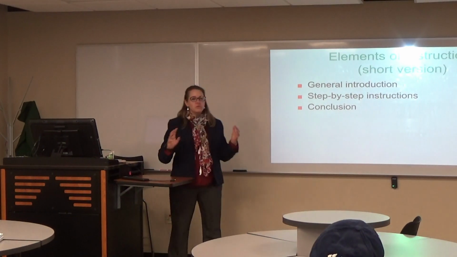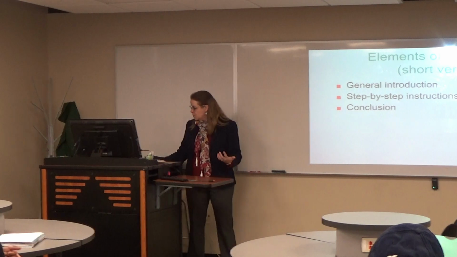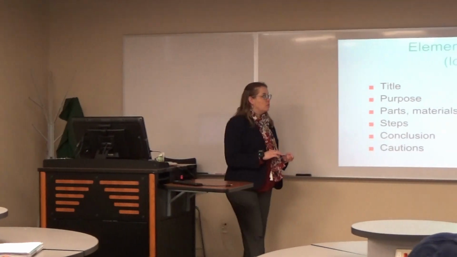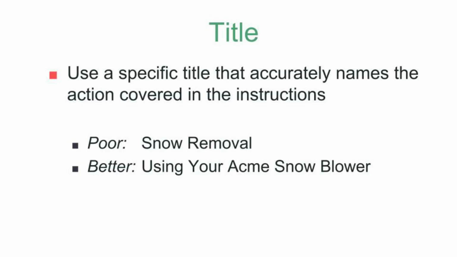All right. What goes into your instruction manuals? This is the short version of that. You need a general information at the beginning, then your step-by-step instructions, and then a conclusion. If we look more in depth at these pieces, we need a title, a purpose, a description of the parts, materials, and conditions, steps, conclusion, and any cautions. Let's talk about these each in a little more detail.